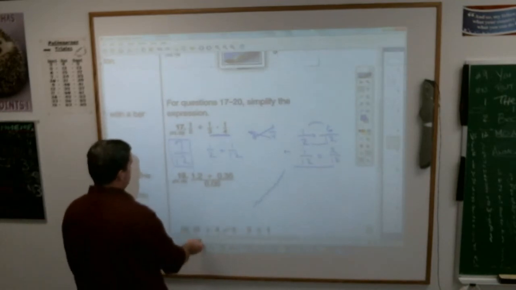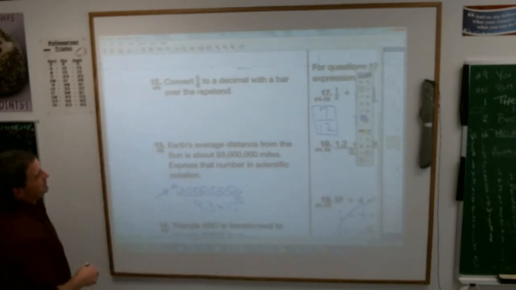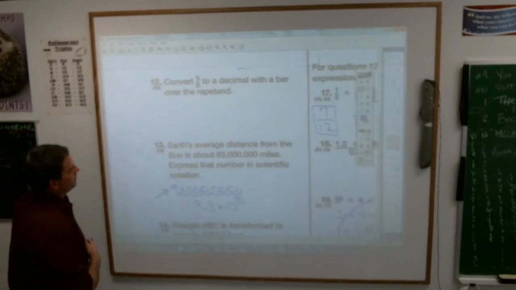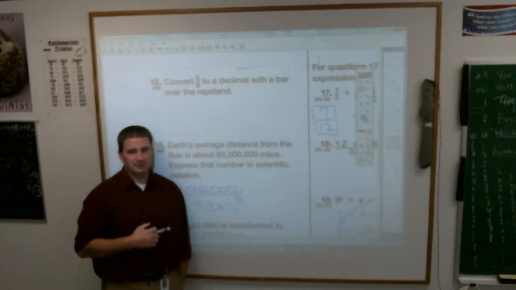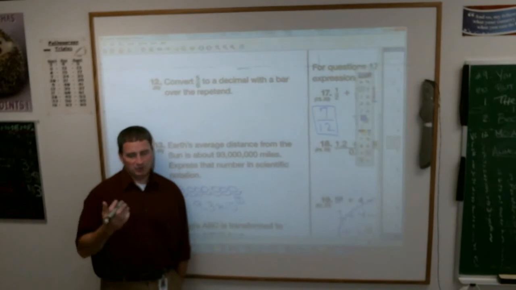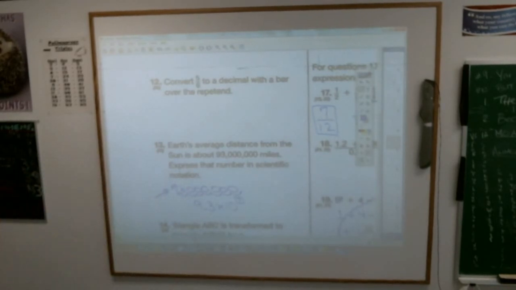My job on this is to show you each and every one of these. Convert 5/6 to a decimal with the bar over the repeater. Can anybody tell me what I'm going to tell you to do? Use the reference paper that I gave you. And hopefully 5/6 is on there. Is it not? Were you not here on that day? Cameron, maybe you weren't.